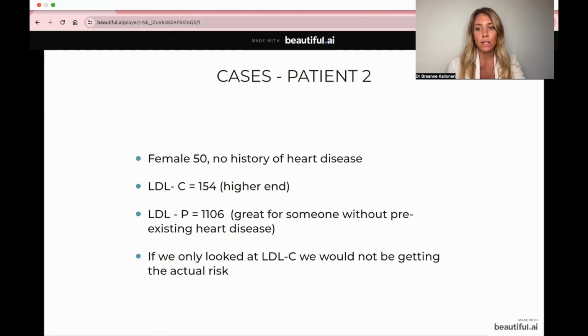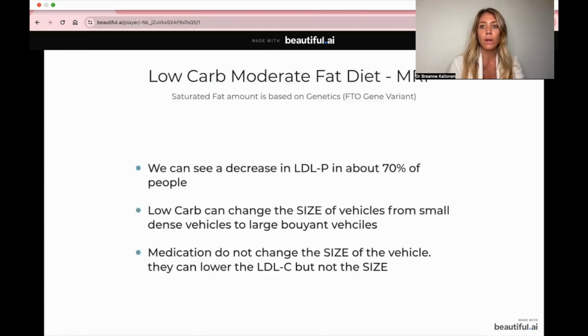And on the other hand, we may be telling patients with normal cholesterol that they're fine, but if their particle size is high, they're actually at a far greater risk than we've otherwise conveyed to them. Now, what can you do to change the particle size? That's what the major question is going to be.